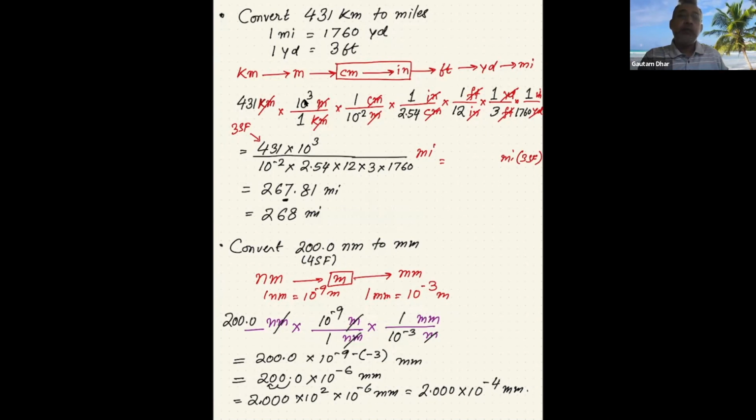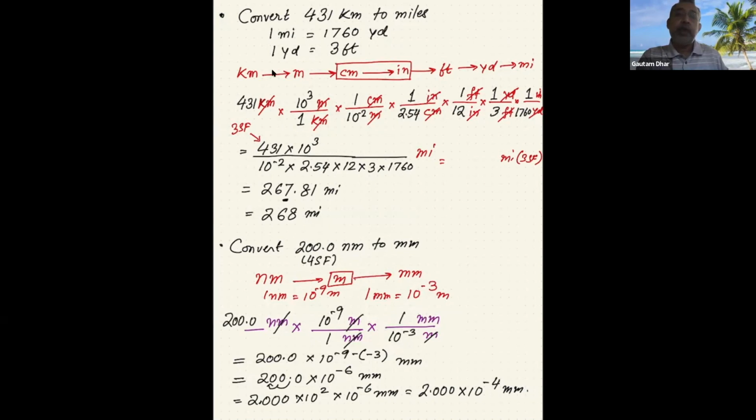We know that one kilometer is 10 to the power 3 meter. Those are in black ink. And 1 centimeter is 10 to the minus 2 meter. 1 inch is 2.54 centimeters. So you can see, follow the black ink. These are the numbers, but my units are canceling out as I go along, and finally, I am left with miles.